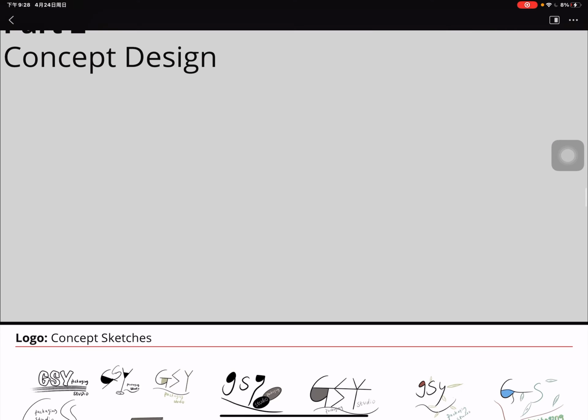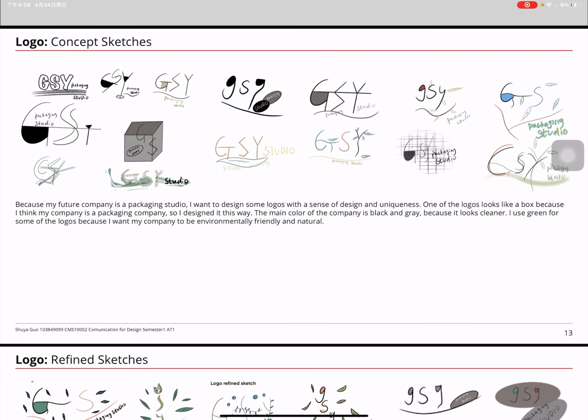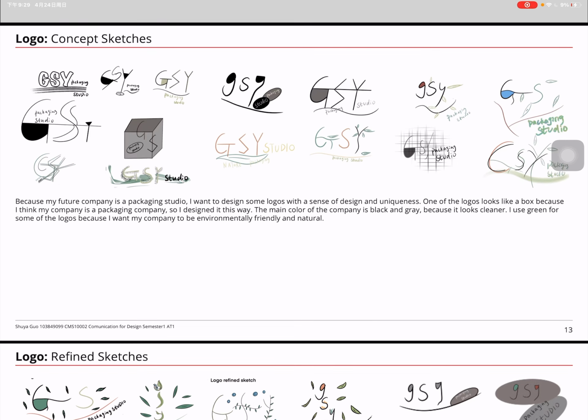Here is Part 2, concept design, and I want to introduce my logo concept sketches. Because my future company is a packaging studio, I want to design some logos with a sense of design and uniqueness. One of the logos looks like a box because I think my company is a packaging company, so I designed it in this way. The main colors of the company are black and gray because they look cleaner. I use green for the sound of the logos because I wanted my company to be environmentally friendly and natural.